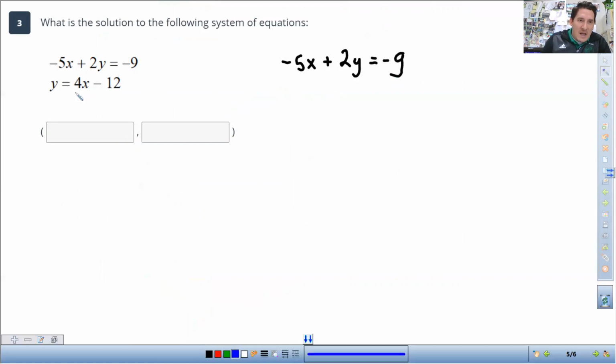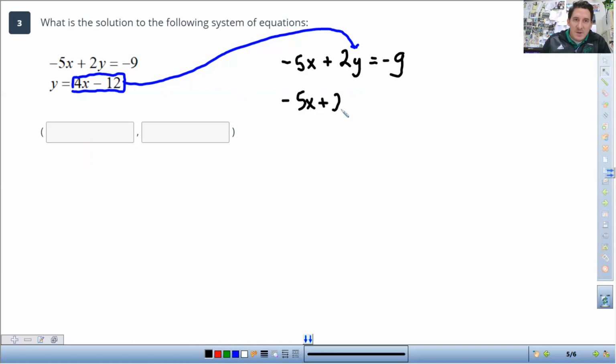We know that y, this whole thing, is going to go in for y here. So negative 5x plus 2 times y, going to give myself some space, is equal to negative 9. And then y, again, is 4x minus 12. Distribute. So 2 times 4x is 8x.